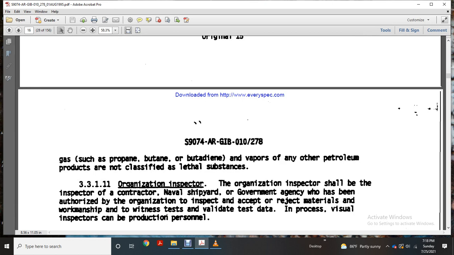Organizational inspector. The organizational inspector shall be the inspector for the contract named for the shipyard government agency, authorized for the organization inspection, except for the project material and workmanship of the witness test and the validated test data.